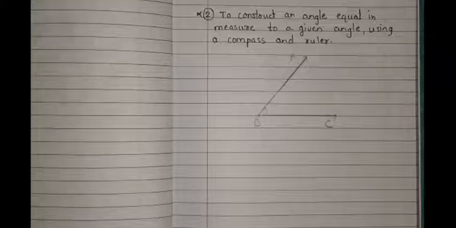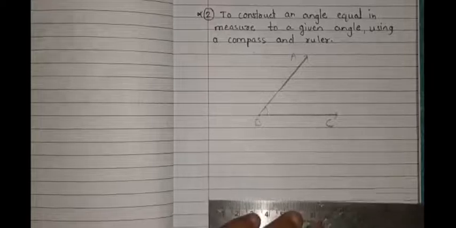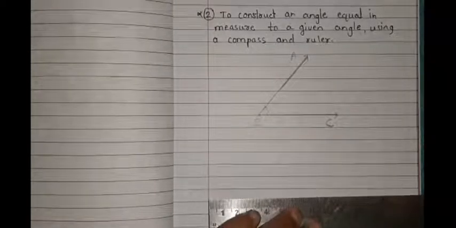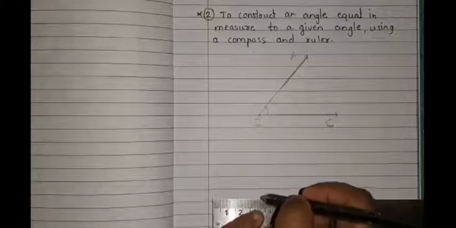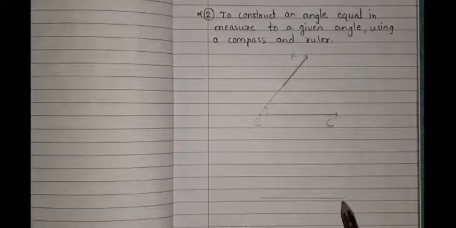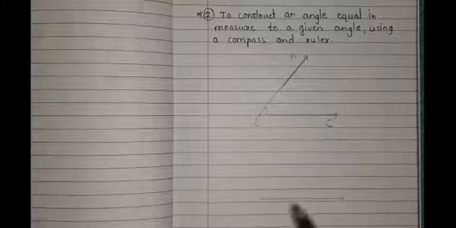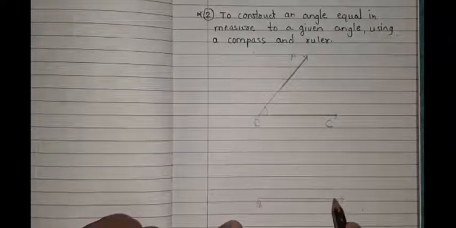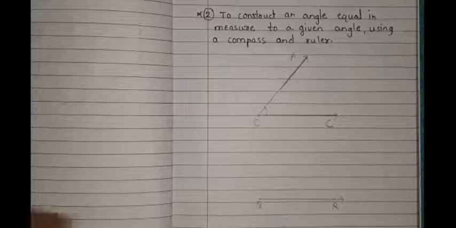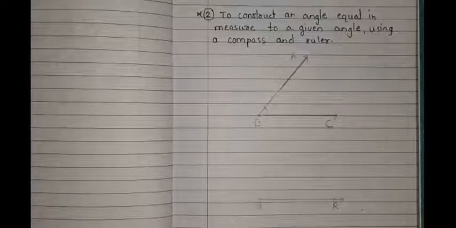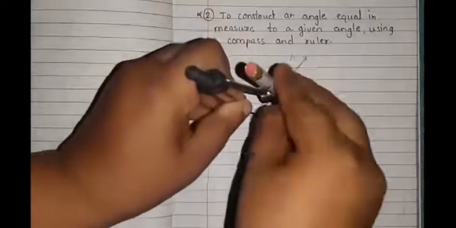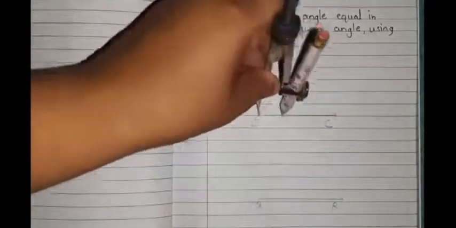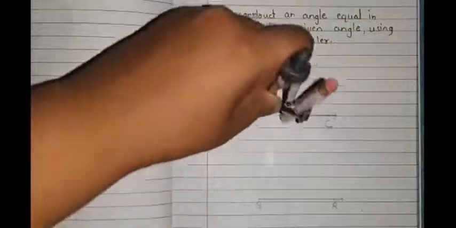See children, first we will draw one ray in this way. I will take my scale and pencil and draw one ray. After drawing the ray, I am going to name it, suppose QR. Now I will take the compass and keep it on vertex B here, take a certain distance and draw an arc on the given angle.